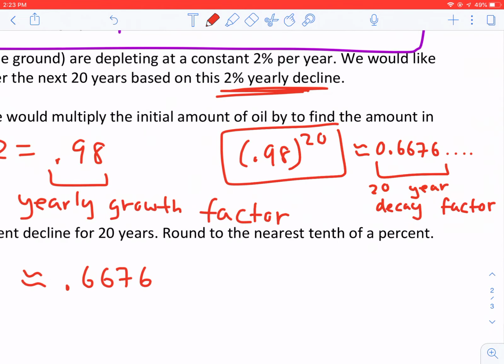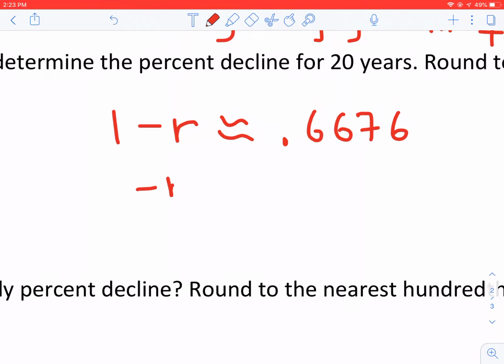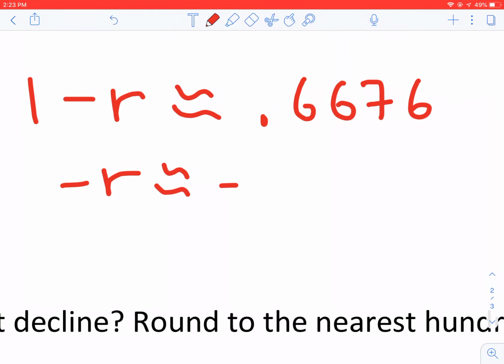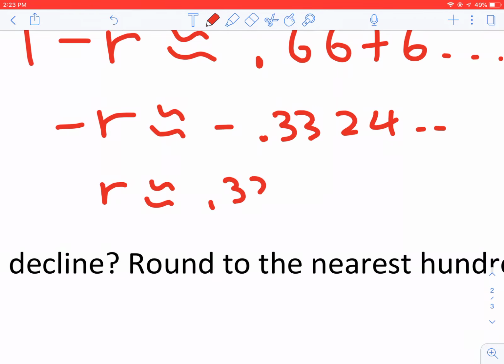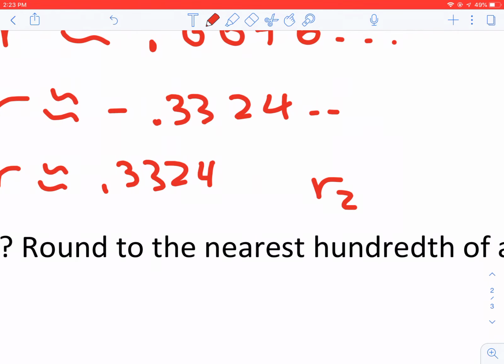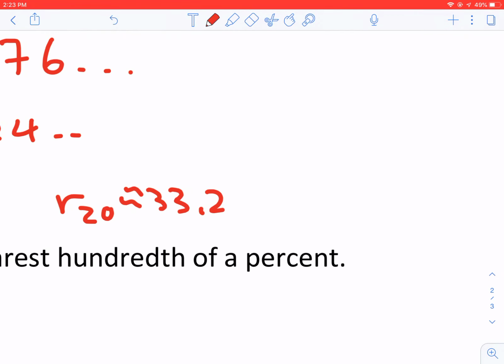So to find the 20-year decay rate, this is going to be 1 minus r, not 1 plus r, because it's a decay in this instance. So negative r is going to be approximately, let's subtract 1 from both sides, about negative 0.3324, which means the 20-year rate is about 0.3324, or about 33.2%.